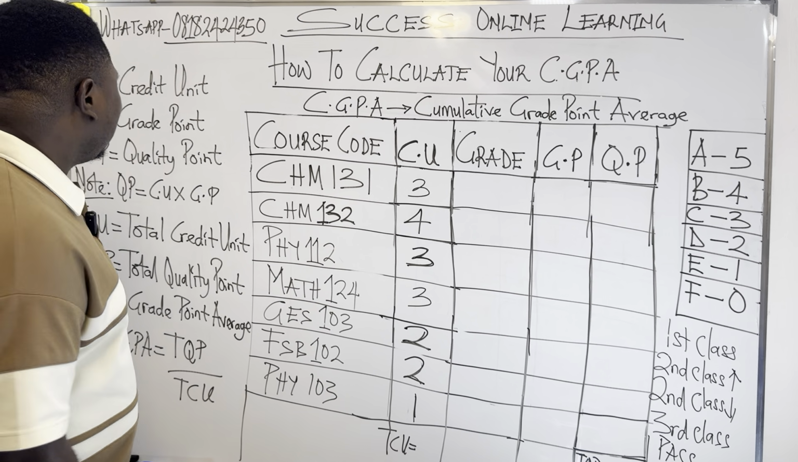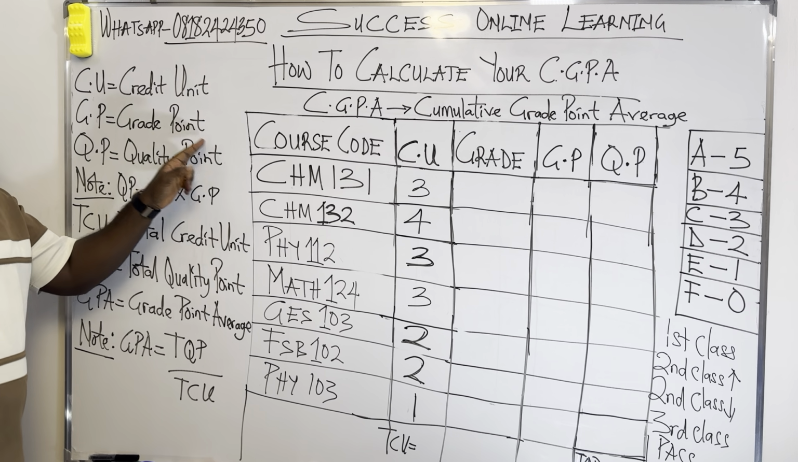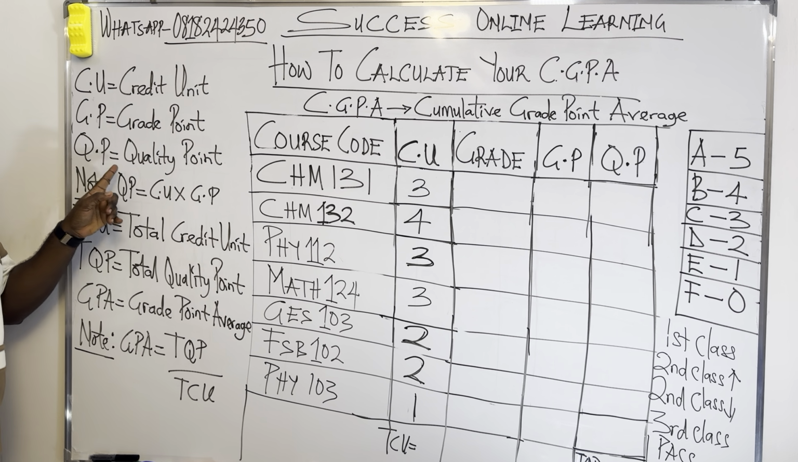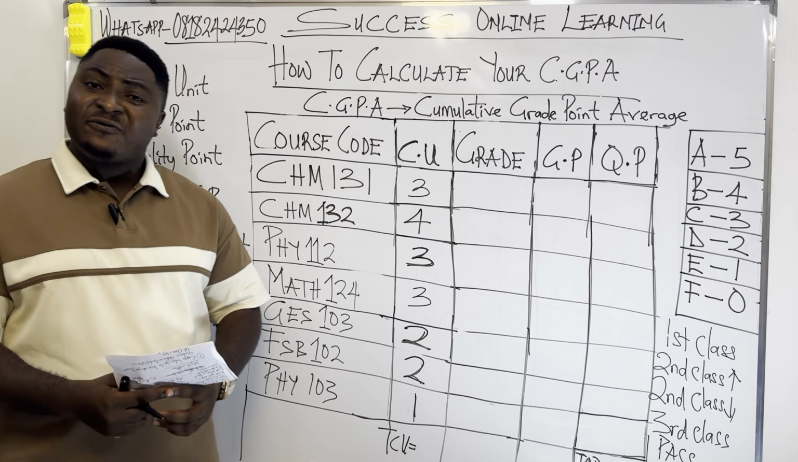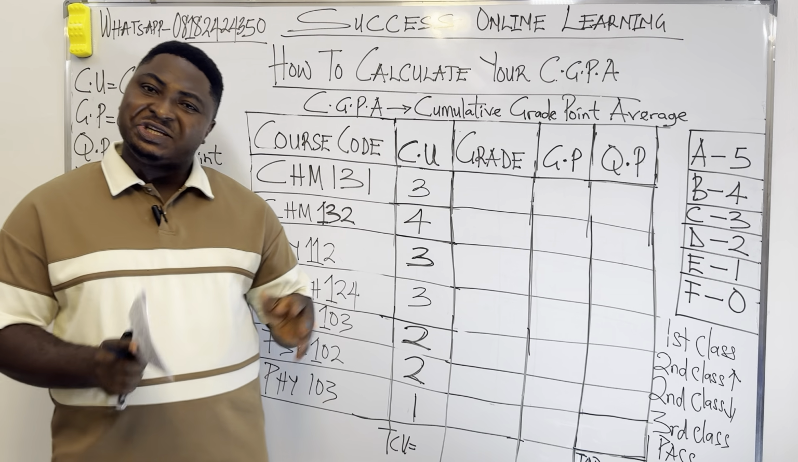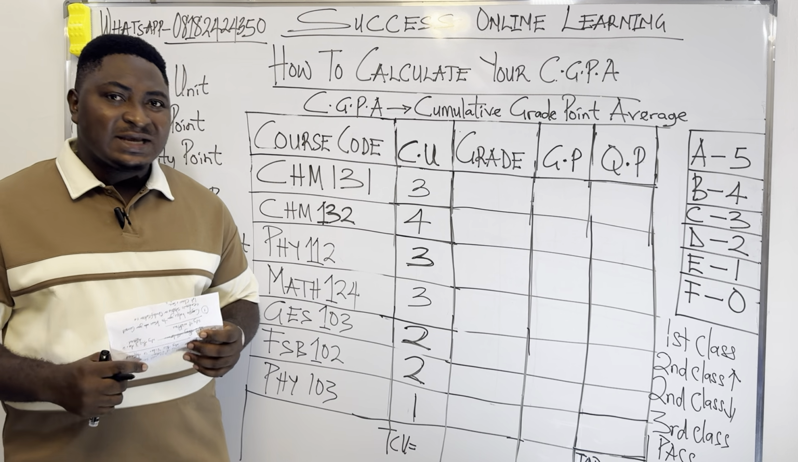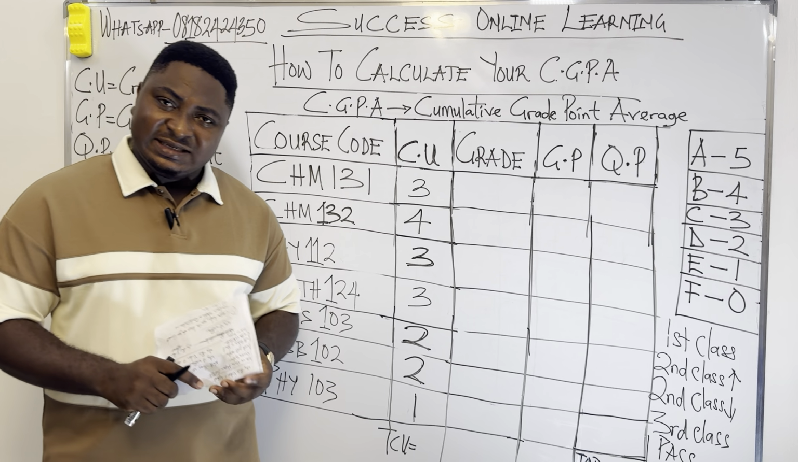CGPA. You'll also be learning terms like CU, credit units; GP, grade point; QP, quality point; TCU, total credit units; TQP, total quality point; and GPA, grade point average. You'll be learning all these things. Also, you'll be learning the difference between GPA and CGPA. There are many students that do not actually know the difference between GPA and CGPA. Very, very important. I'll be teaching you the difference between GPA and CGPA in this class.